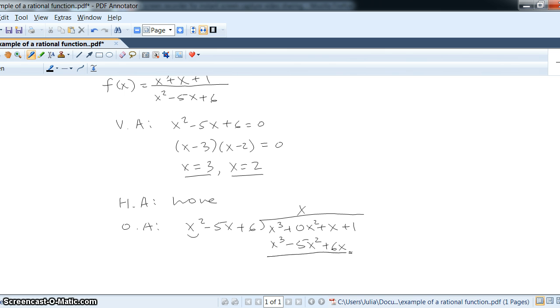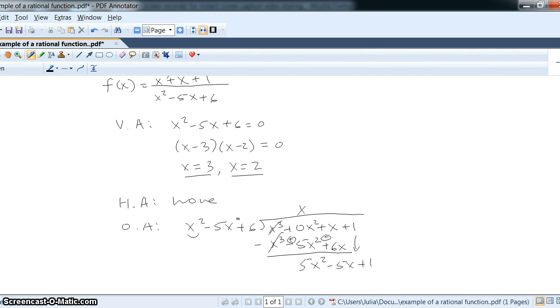What we want to do is subtract. Notice x cubed will cancel, but we need to change sign because we do distribute the negative. So we'll have 0 plus 5x squared. We just need to remember to change the sign. So we'll get positive 5x squared. We change the sign here, so it will be x minus 6x, which is going to give us minus 5x. And the 1 simply comes down. So it would be plus 1.